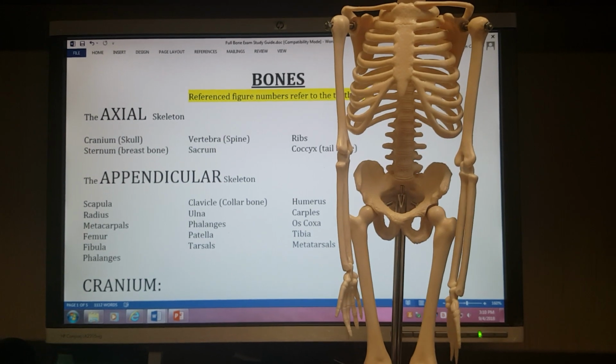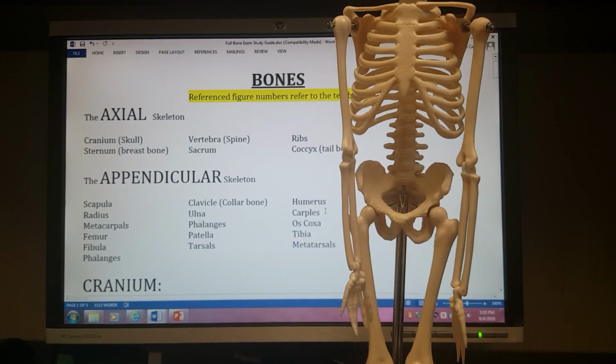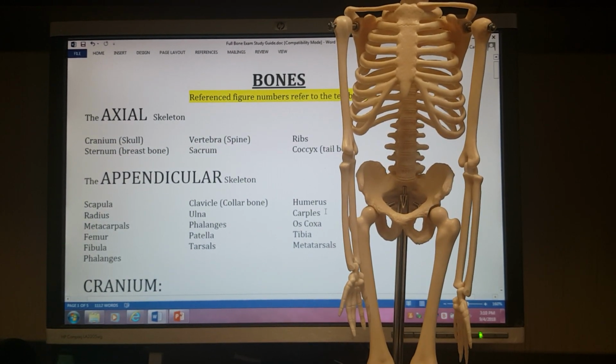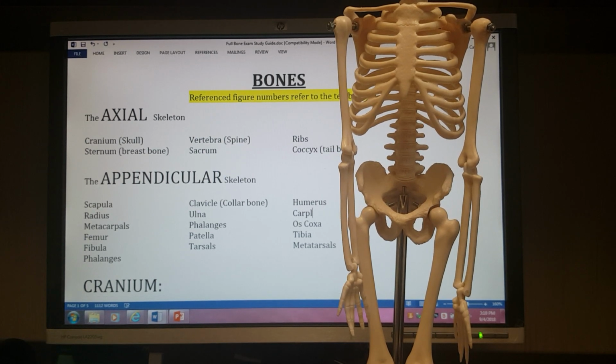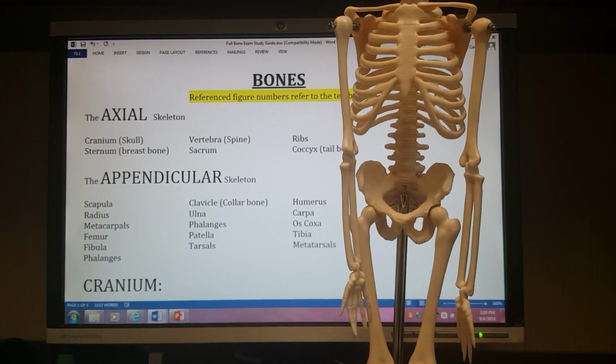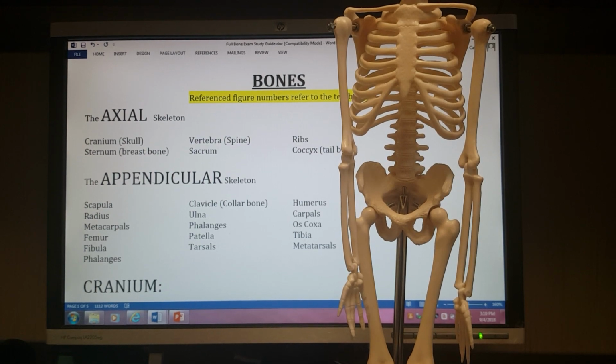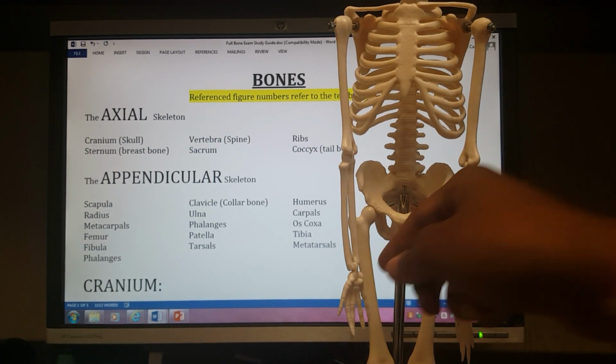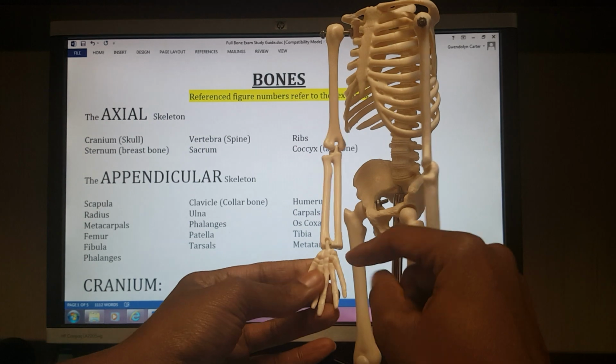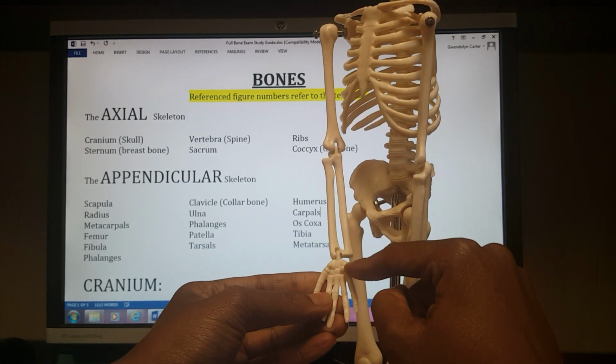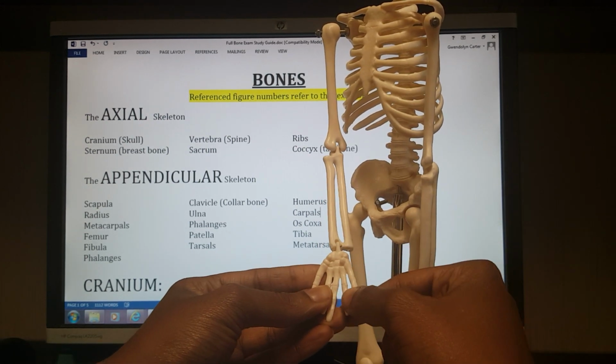And that is spelled incorrectly. Let's change that. So continuing on with your arm region, moving into your hand, you have your next set of bones, which are your carpals. So those are little small bones that make up your wrist and back part of your hand.